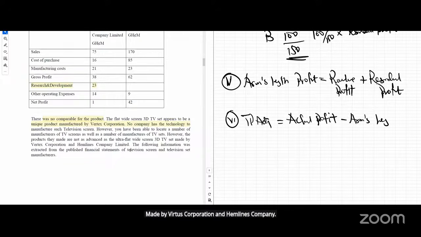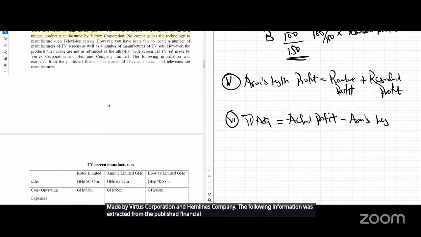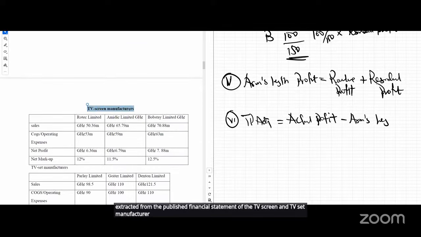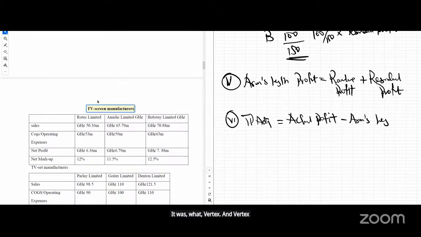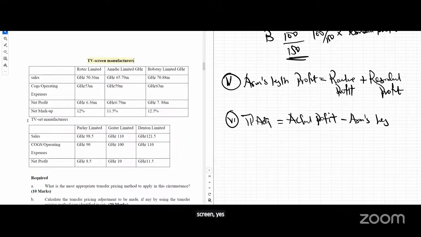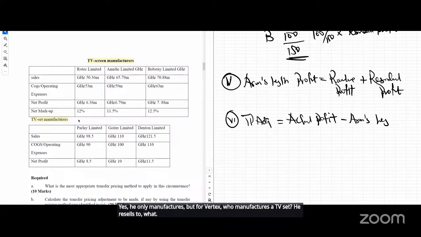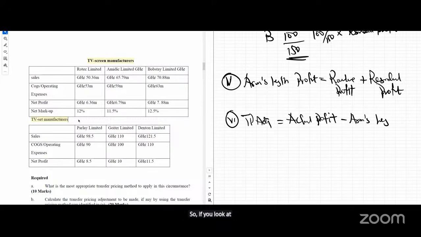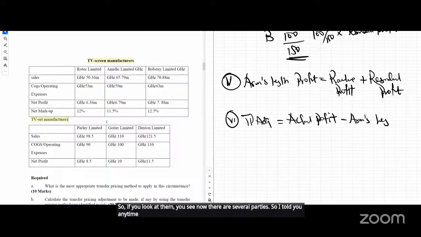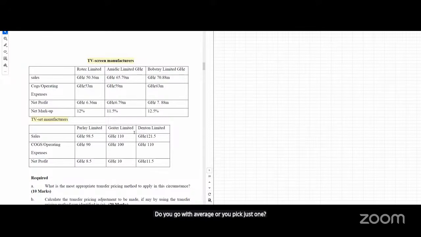The following information was extracted from the published financial statement of the TV screen and TV set manufacturers. So who was the TV screen manufacturer? Hemline manufactures the TV screen, and he only manufactures. But Vertex manufactures the TV set and resells to third parties, right? So if you look at them, you see now there are several parties. I told you, anytime there are several parties, do you go with average or you pick just one? You go with average.